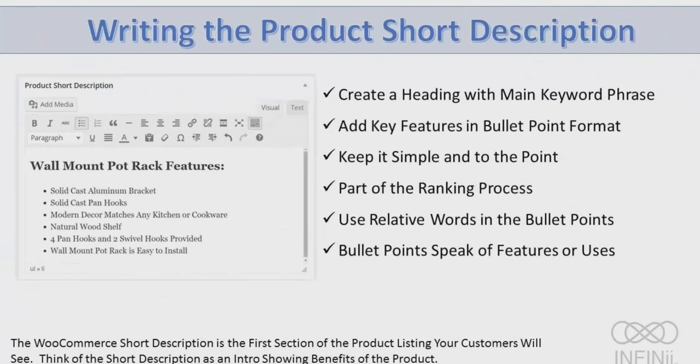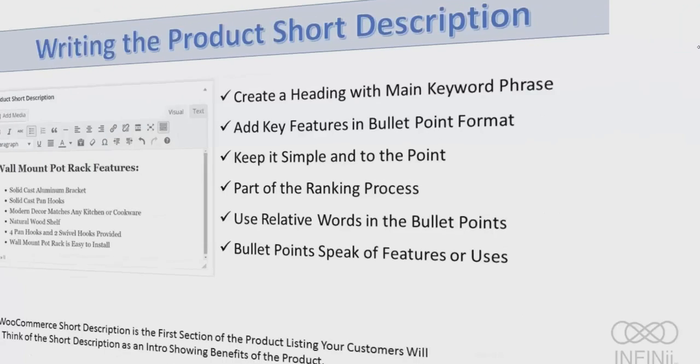The short product description is the first section your customer will see in your online store when viewing your product. We want to create a heading 3 tag on the first line, a phrase that has your main keyword phrase in it as seen here. Highlight the text, then click the arrow down next to the paragraph word and choose heading 3. Hit enter once and start building your features or bullet list as seen here.